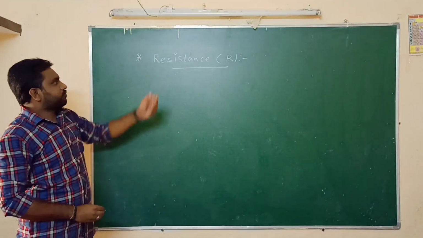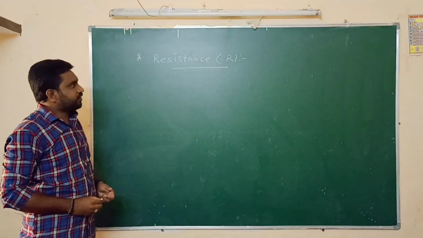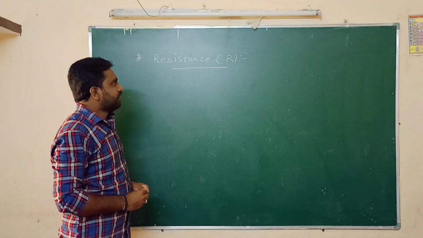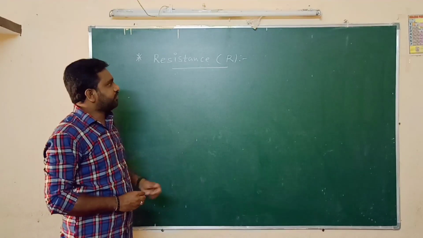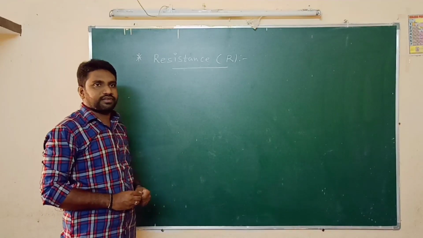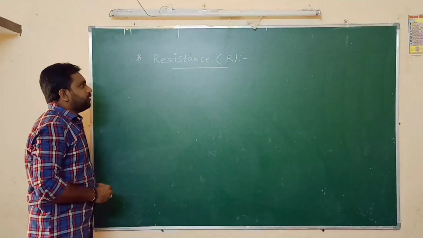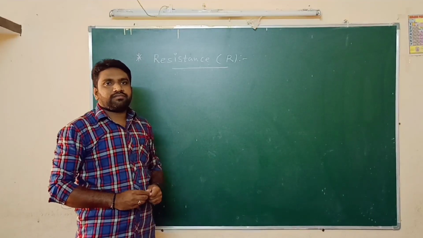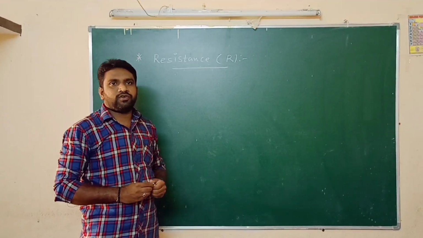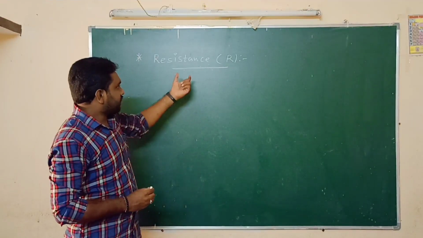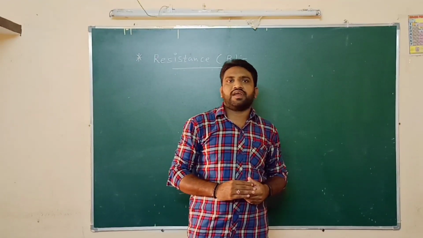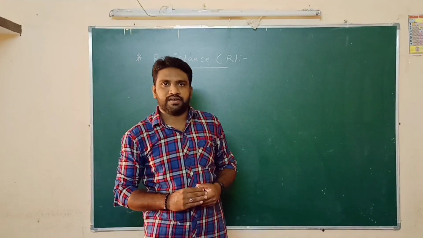So this is today's topic, and including resistance I am also going to explain the factors affecting the resistance, and I am going to explain 4 activities regarding the factors of resistance. First we will see what is meant by resistance. Resistance always tries to oppose the flow of current. Resistance is a nature of a conductor. It always tries to oppose the flow of free electrons.